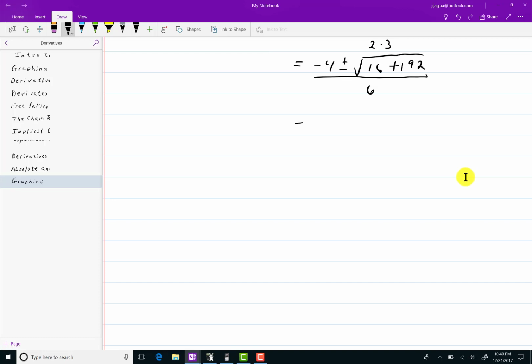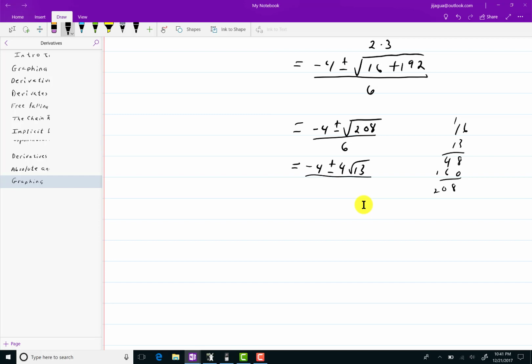So let's go on. Let me simplify a little bit more here. I have the square root of 208 all over 6. What goes into 208? Let's see here. That looks like 4 times 52, or 16 times 13. Just real quick, 16 times 13: 3 times 6 is 18, carry the 1, 1 plus 6 is 7... that's 208. All right, so this is negative 4 plus and minus 4 radical 13 all over 6.